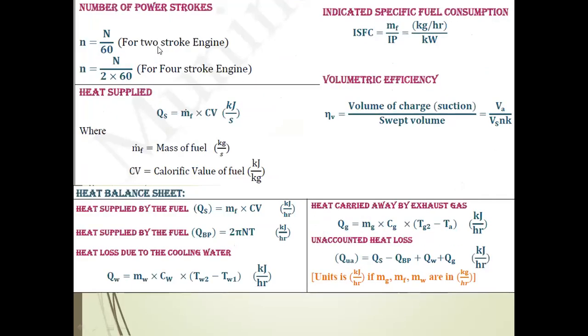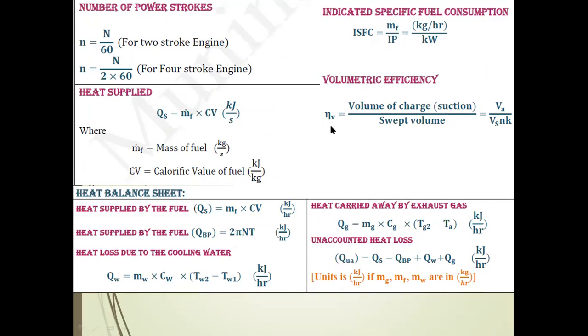After that, these are all very important parameters when you are applying the indicated power or brake power. Small n is equal to capital N by 60, where capital N is the speed of the engine for the two stroke engine, but for the four stroke engine it is N divided by 2 into 60. Next one is the indicated specific fuel consumption, which is equal to the mass of the fuel divided by the indicated power.